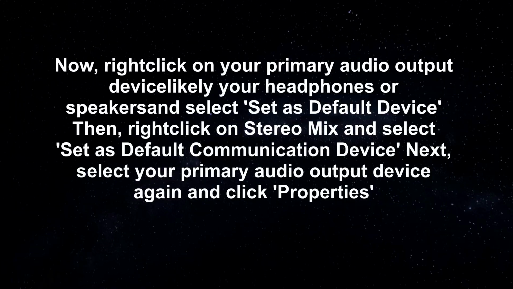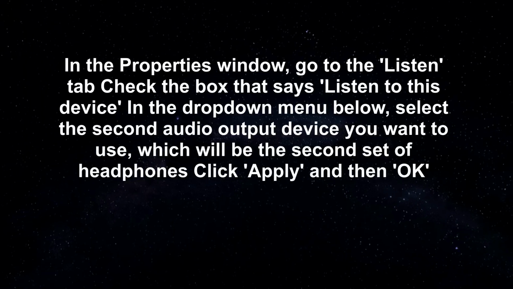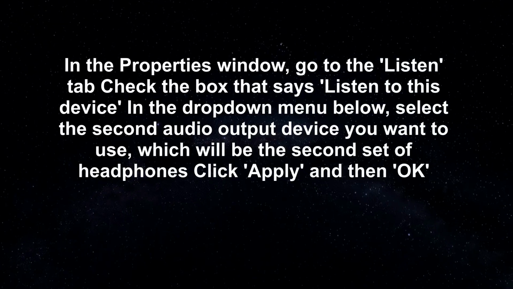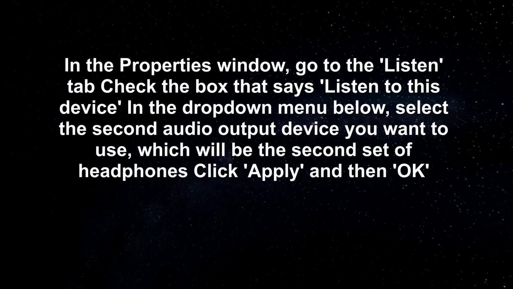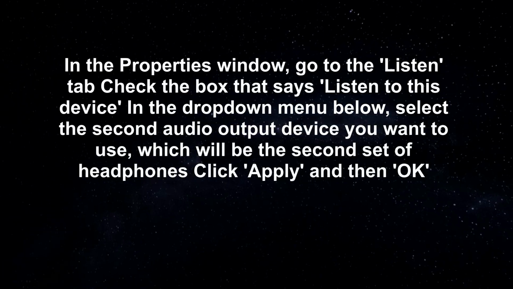Next, select your primary audio output device again and click Properties. In the Properties window, go to the Listen tab. Check the box that says Listen to this device. In the drop-down menu below, select the second audio output device you want to use, which will be the second set of headphones. Click Apply and then OK.